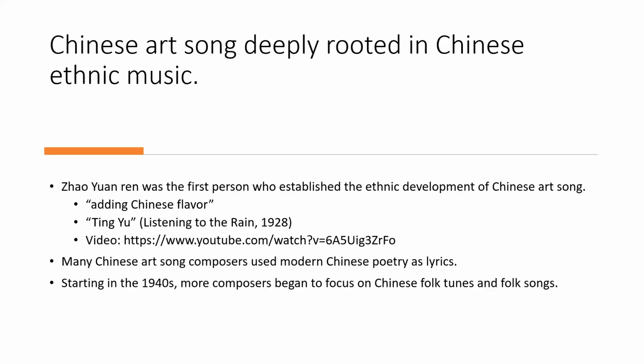And besides that, many Chinese art song composers use modern Chinese poetry as lyrics. Zhao Yuanren's 叫我如何不想他 and also Xiao Youmei's 问 are very good examples of those types of Chinese art songs.